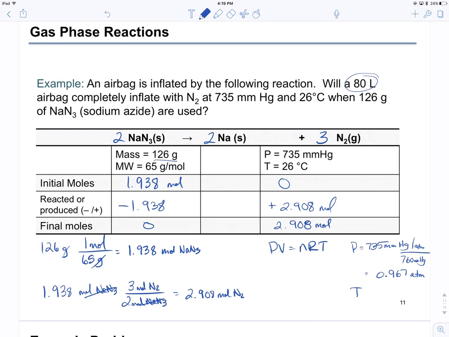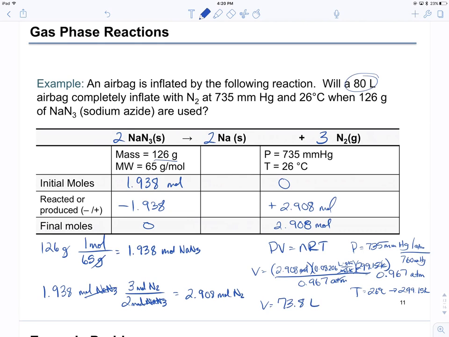And then my temperature is 26 degrees Celsius, to Kelvin is 299.15 Kelvin. So let's start plugging in. The volume is equal to my moles, 2.908 moles, times R, 0.08206 liters times ATM per mole Kelvin, times my temperature, 299.15 Kelvin. Okay, and then we're going to divide that by the pressure, which is 0.967 ATM. So check your units: ATM cancels, moles cancel, Kelvin cancels. We're left with liters. Wonderful. So the volume is 73.8 liters.